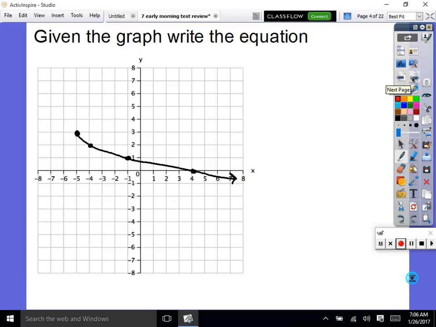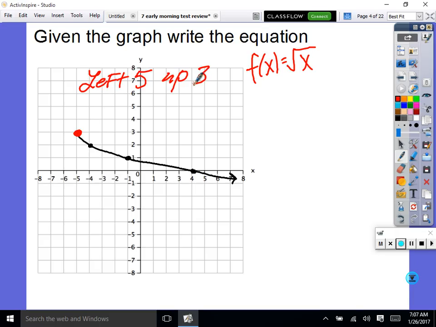So this is what kind of function? Square root of x. That's the first thing I'd write down. It's a square root of x function, okay? Now let's find a new starting point. This is the starting point, right, of it. So it went left 5, up 3. I like to write it in words. Left 5, up 3.